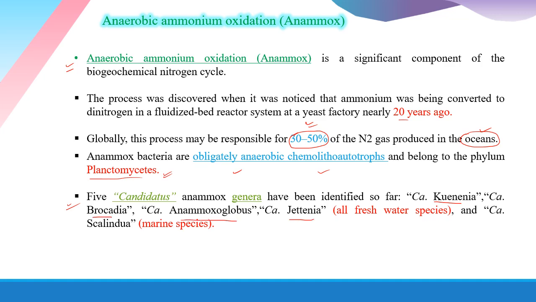They are all freshwater species, whereas Scalindua is a marine species. These are all the important genera which we have discussed.